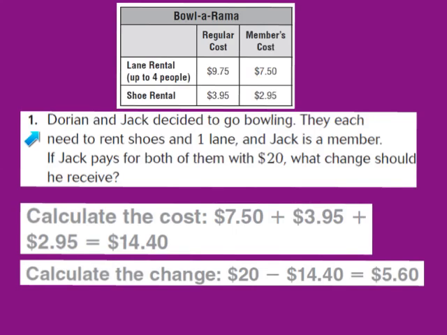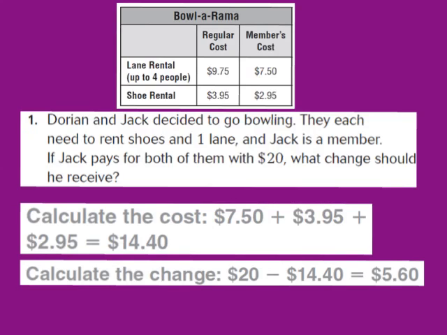As you can see, question number 1 has already been completed for us, but it's a good model for us as to how to use the information presented in our table to help us answer the question. So we're going to go ahead and read question number 1, and the question says, Dorian and Jack decided to go bowling. They each need to rent shoes in one lane, and Jack is a member. If Jack pays for both of them with $20, what change should he receive?